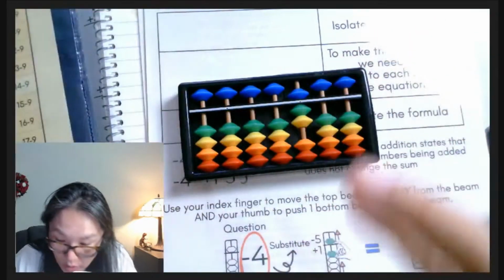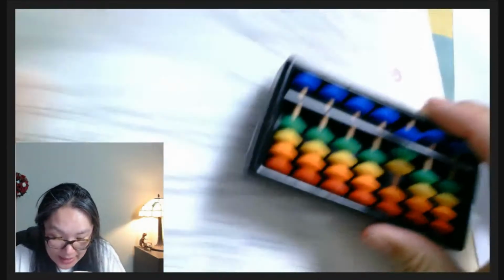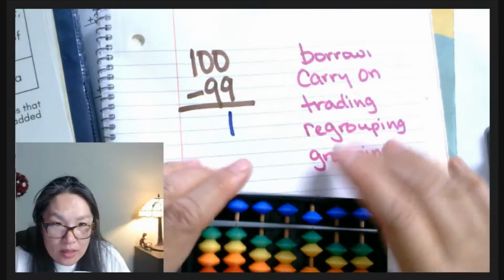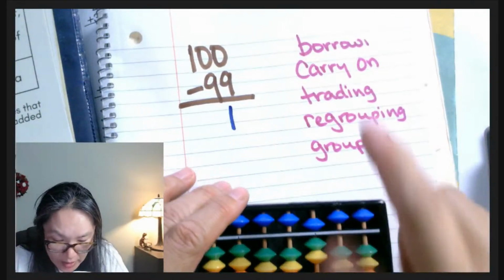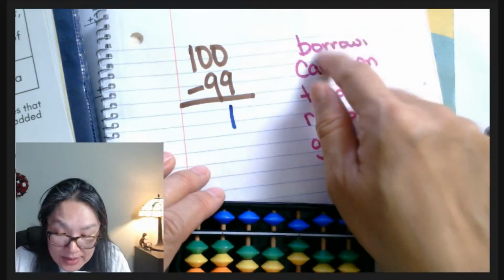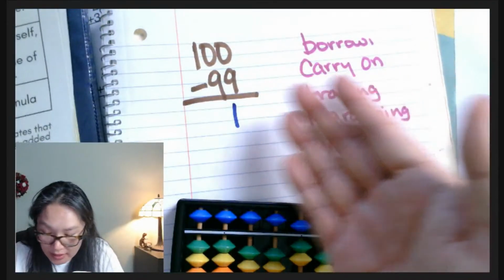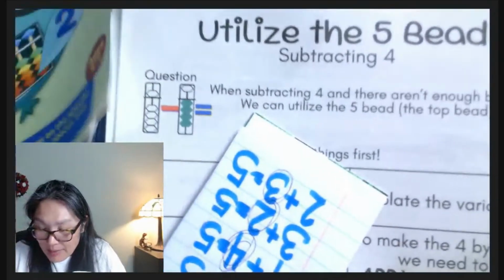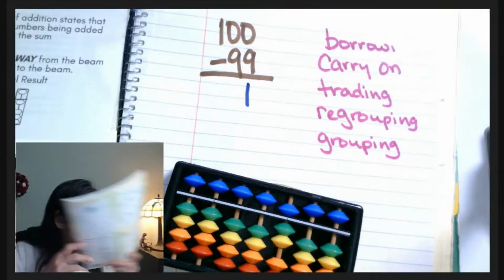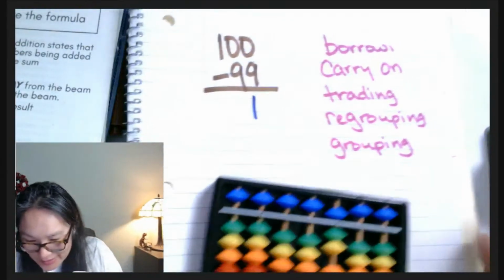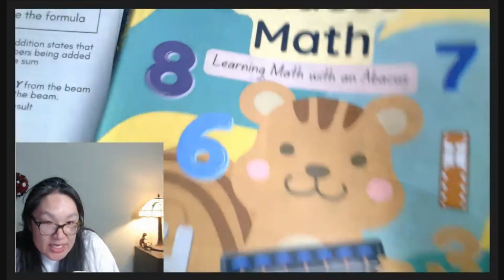So what we're going to do is add a 10. We're going to make a 10. What does that mean, make a 10? Well, I was trying to talk about the whole grouping and regrouping. In mainstream math, we talk about grouping, regrouping, carrying on, trading, borrowing. We do all these things. But in abacus, the only thing we need to worry about is how to make a 10 and how to take away the 10. That's it. We just need to learn how to add a 10 and take away the 10. That's all we need to do.